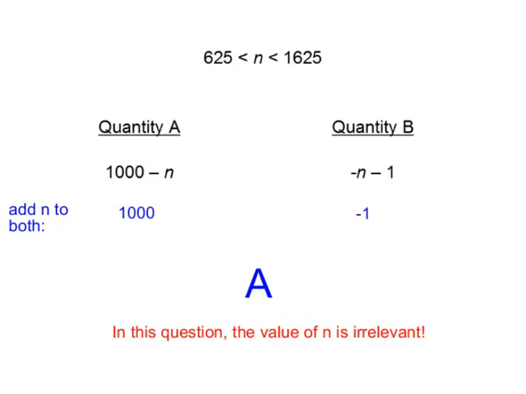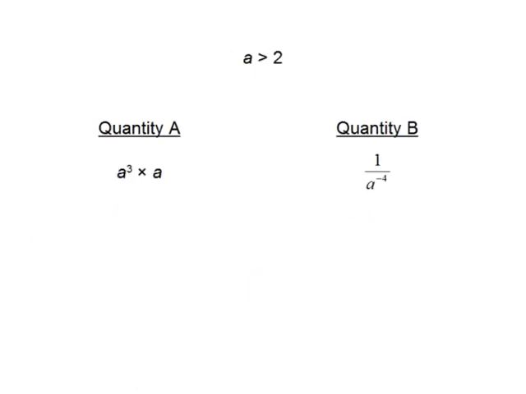I think it's kind of sneaky that quantity B was not given in the same order or format as quantity A. I think it would have been easier to see what was happening here if quantity B had been written as -1 minus n, with number coming before the variable as it is in quantity A.